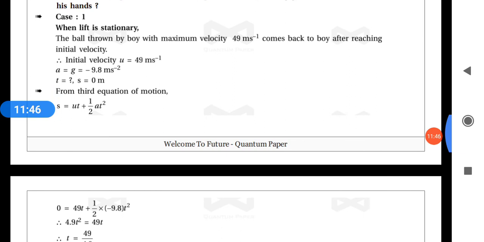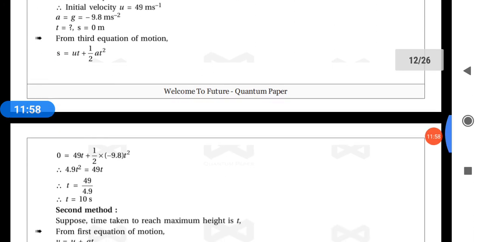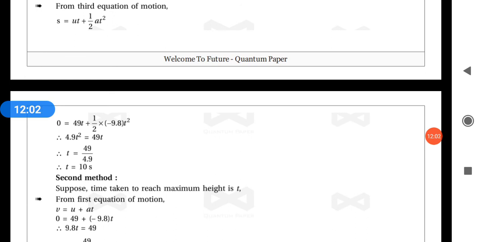So 0 is equal to 49 into t plus 1/2 into minus 9.8 into t square. So we will get that t is equal to 10 seconds.